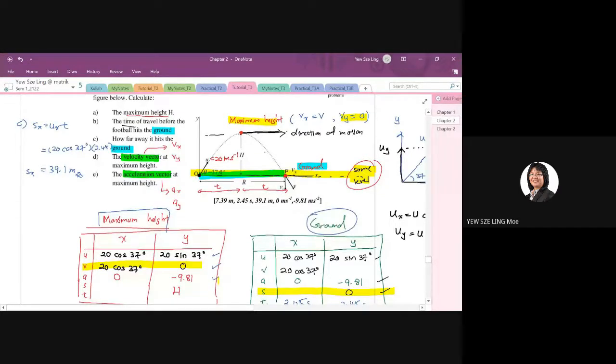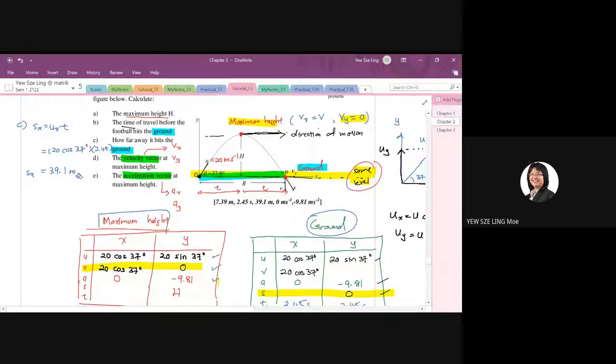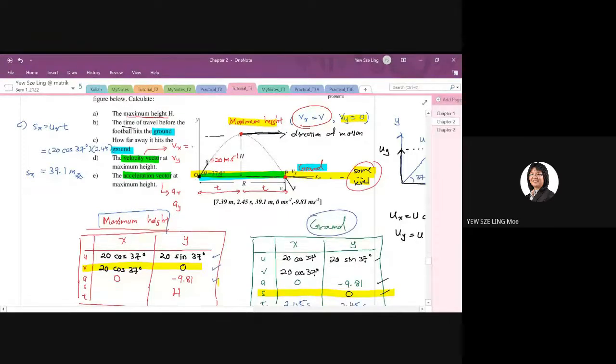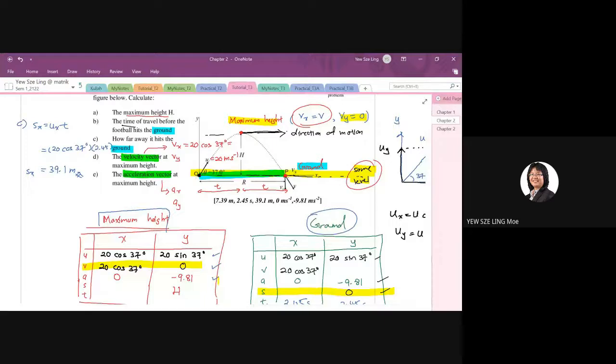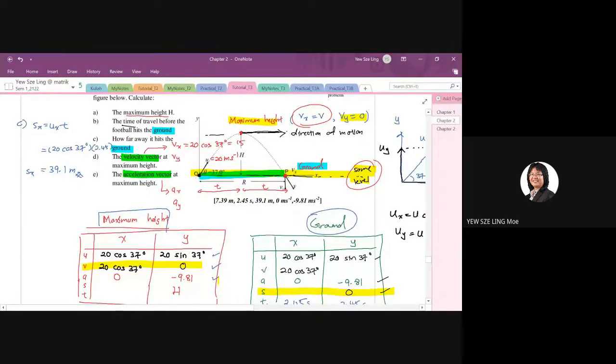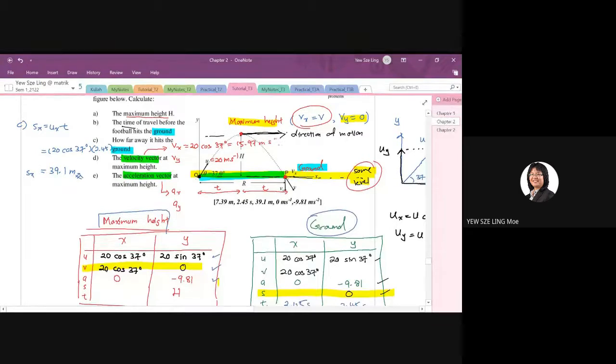So at maximum height, Vx is equal to your V. Therefore, the value is 15.97. So Vx equals 20 cos 37 degrees, which is then equal to 15.97 ms^-1.